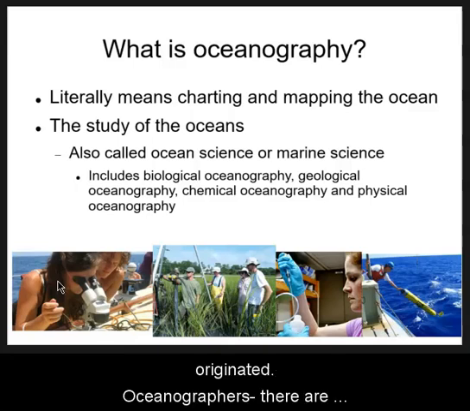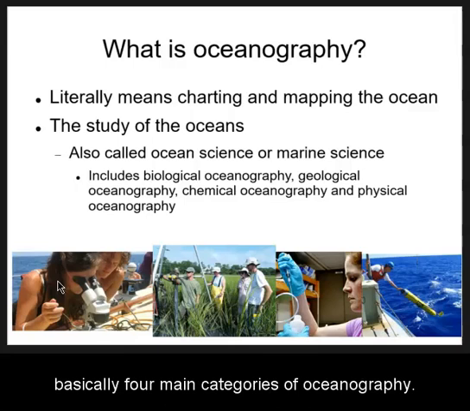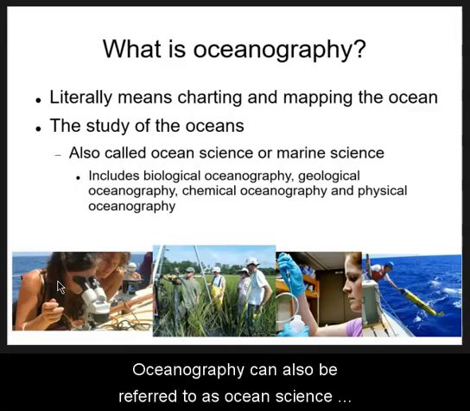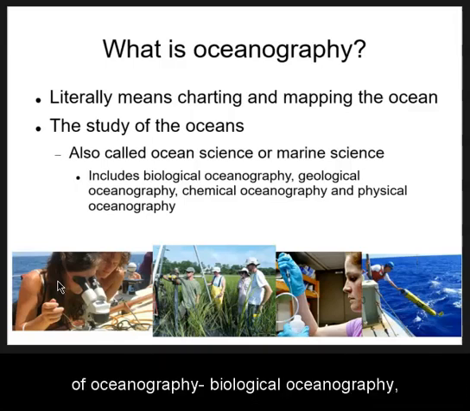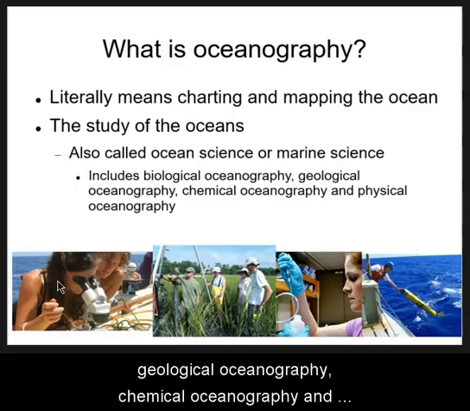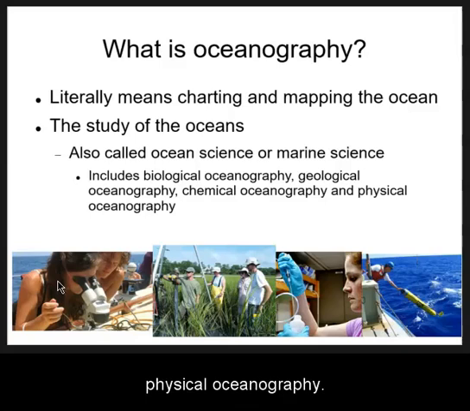So for oceanographers, there are basically four main categories of oceanography. Oceanography can also be referred to as ocean science or marine science as well. But generally, we have four types of oceanography: biological oceanography, geological oceanography, chemical oceanography, and physical oceanography.